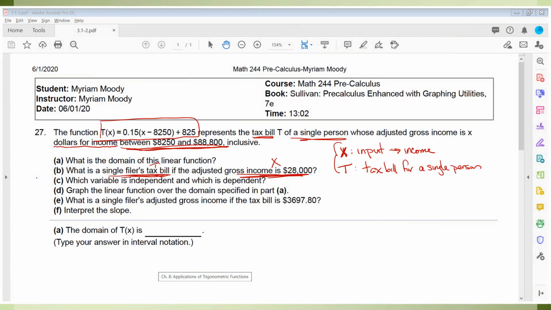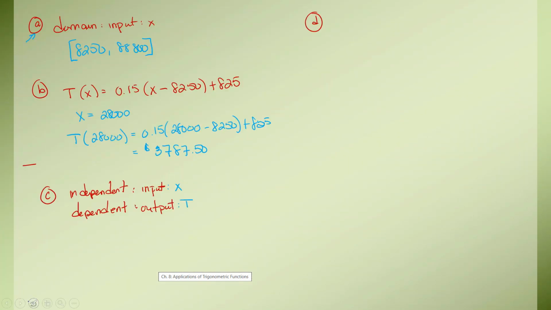Part D would actually like you to graph the linear function over the domain. So here's the deal. Let me get a grid system going here. And my domain was all these positive numbers, wasn't it? Look at part A. This is my domain. I don't care about the negative end of the world. I'm going to stay in the positive end of the world.